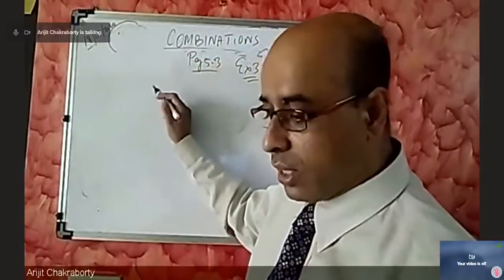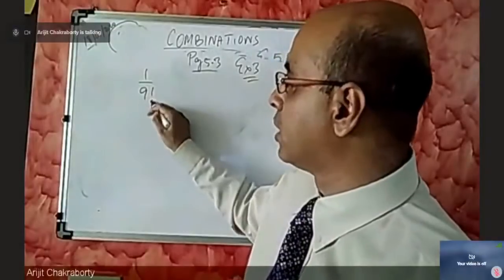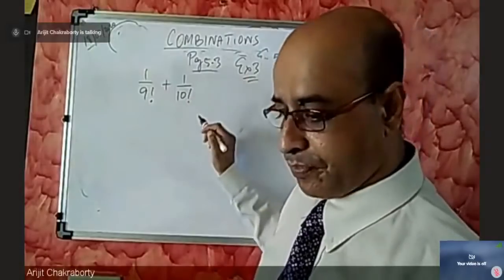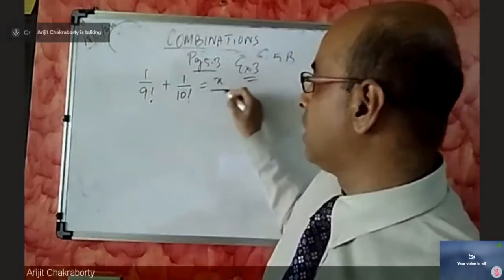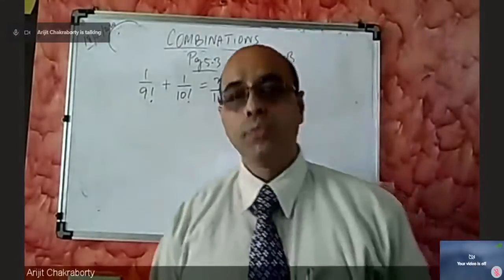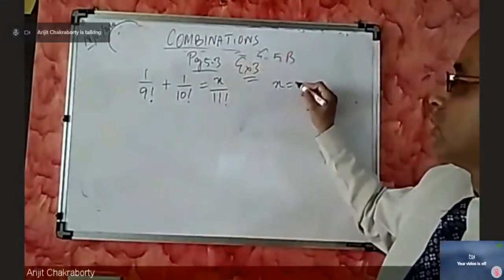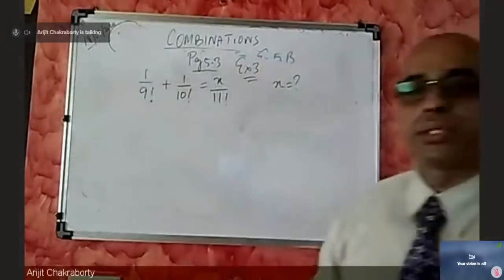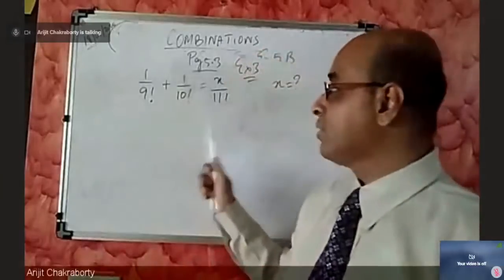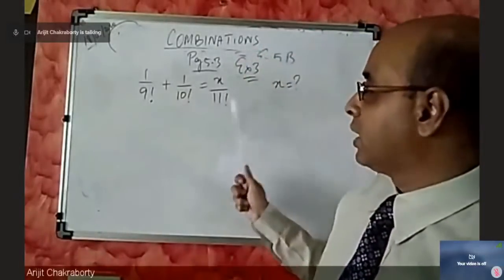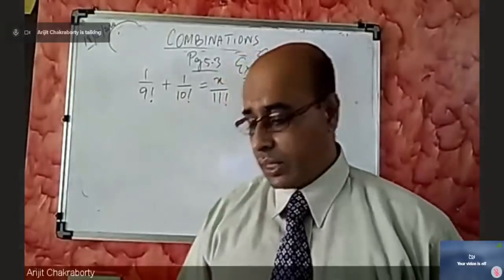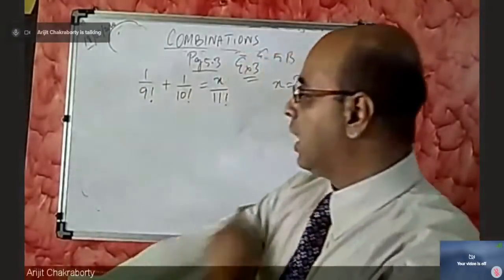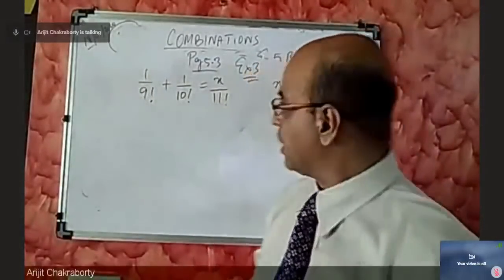Okay, the problem is 1 by 9 factorial plus 1 by 10 factorial is equal to x by 11 factorial. So we have to find x. So x equal to how much? Please see the problem once again. 1 by 9 factorial plus 1 by 10 factorial is equal to x by 11 factorial. Okay. So what we do here is we just simplify the given expression and we break it up.